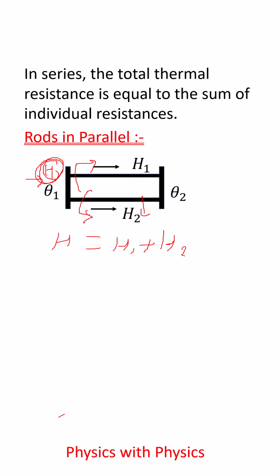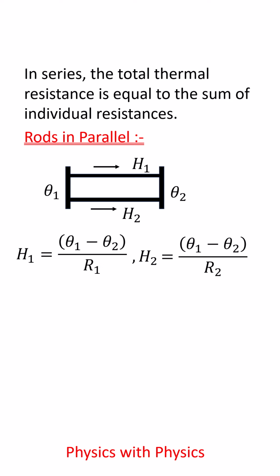Like in parallel combination in electricity, total current I becomes I equals I1 plus I2. This is electrical current, this is heat energy. And we see similarities between these two cases. Okay, let's erase it.